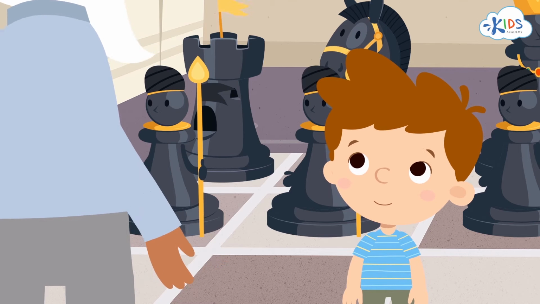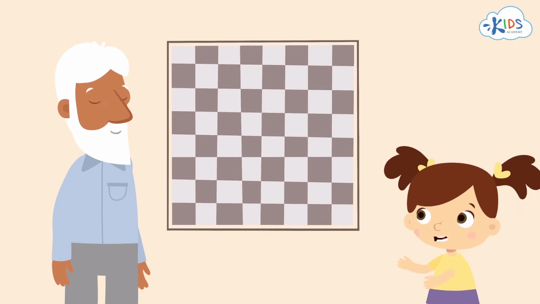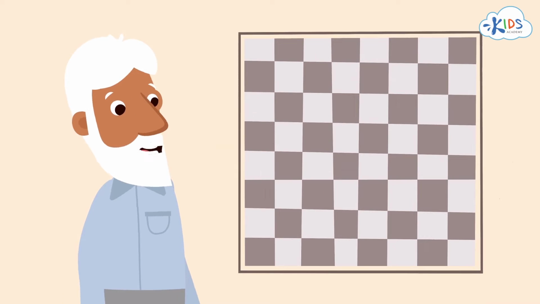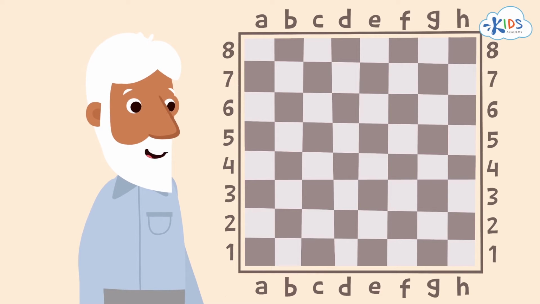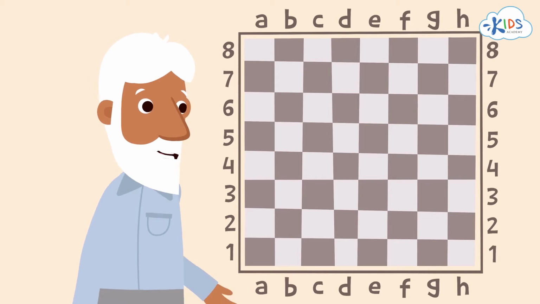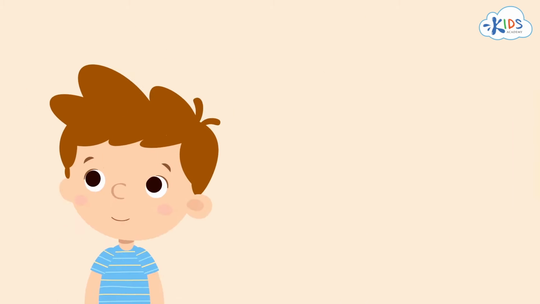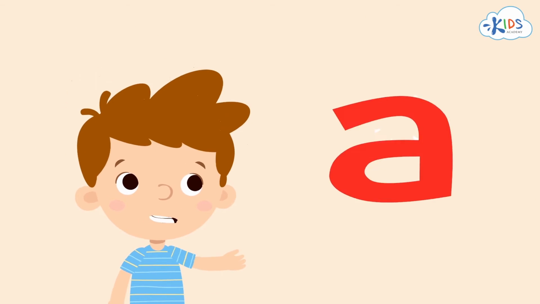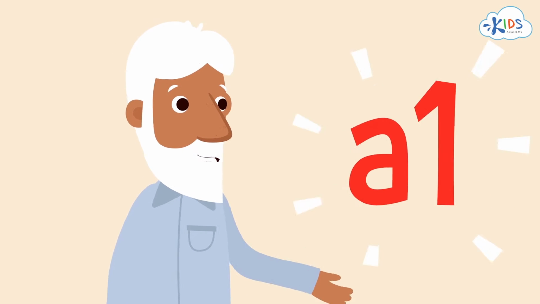We need to decide where the chessboard starts and ends. But all the sides on the board are equal. That's true. Yet, the letters and numbers can help us do it. You already know what number goes first. It's number 1. And what is the first letter? A. The first square of the chessboard has the name A1.